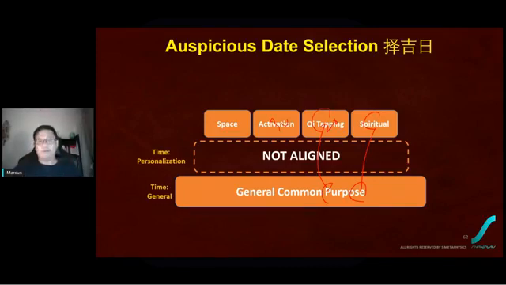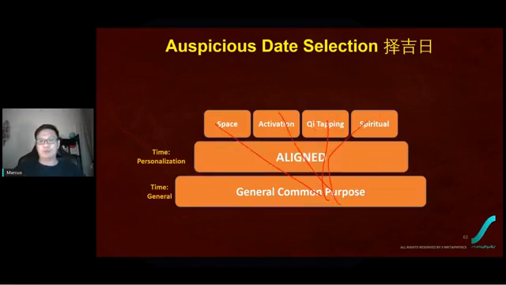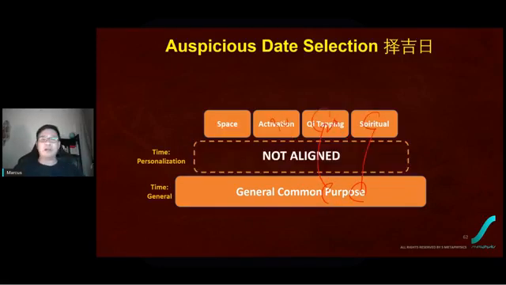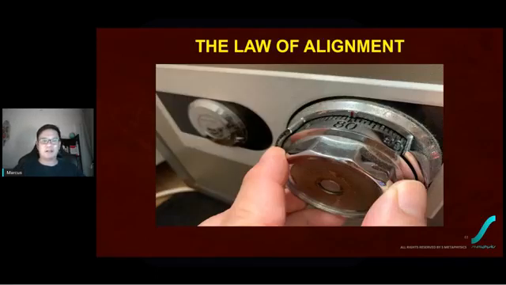If you know, very good, then everything applies. But if you don't know and you just simply ignore it, then there's a huge chance you miss that part. It's just like opening a safe box. If it's not aligned, you can never get anything out. It is really the law of alignment, which is very important in date selection.